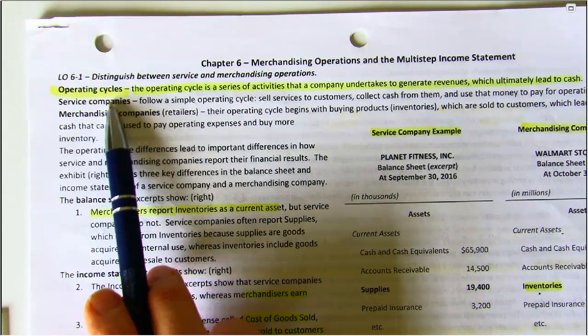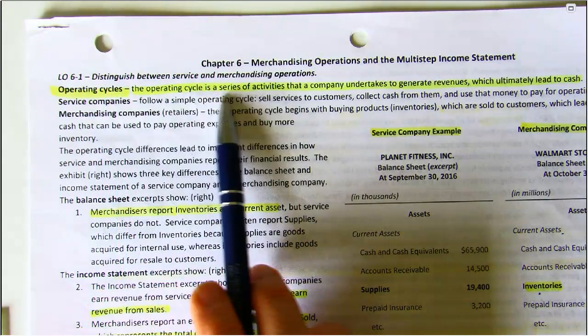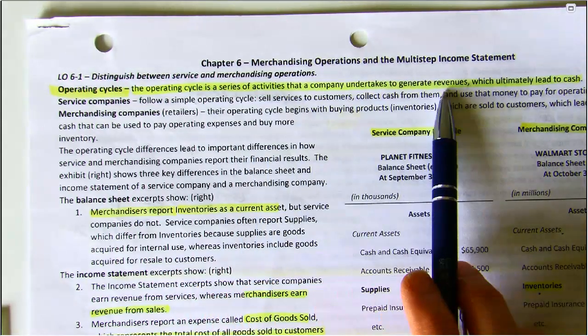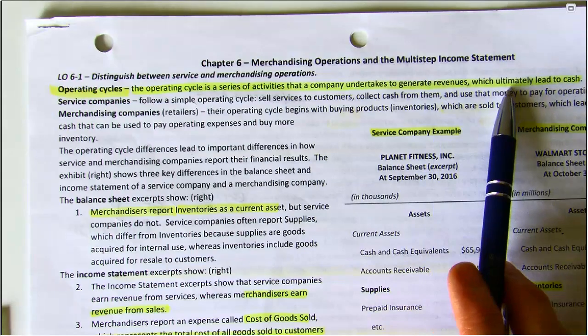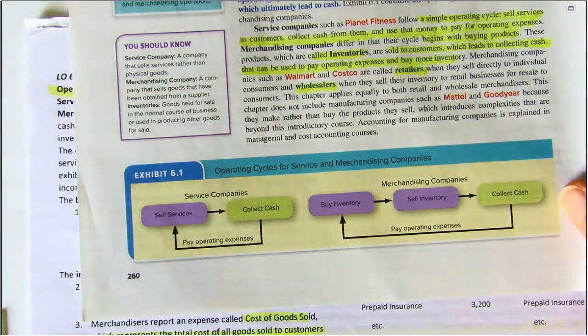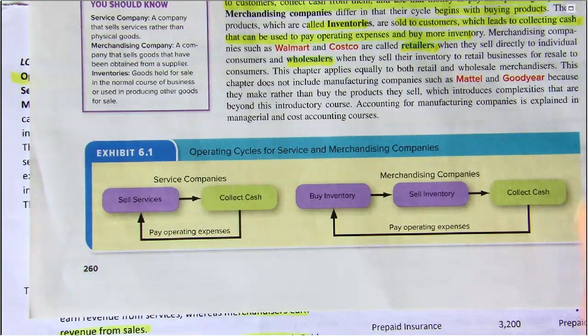Let's take a look at their operating cycles. An operating cycle is the series of activities that a company undertakes to generate revenues, which ultimately lead to cash. So I'm going to take page 260 out of our textbook here, and then we're going to take a look at Exhibit 6-1, the operating cycle.